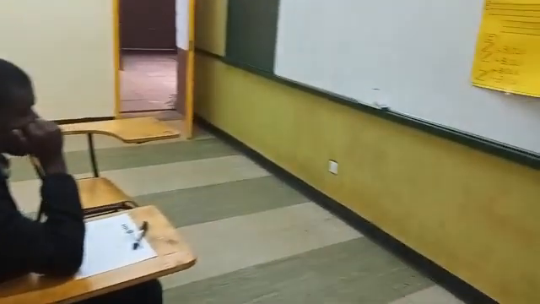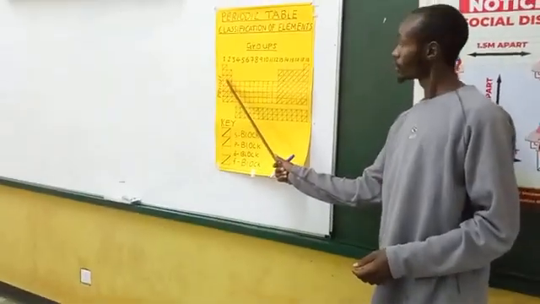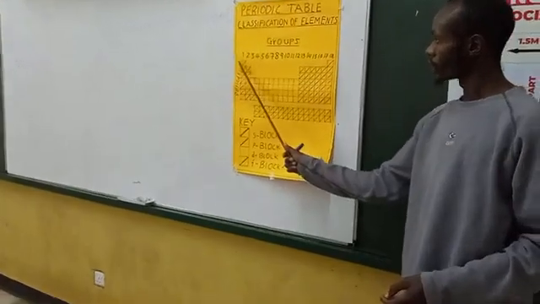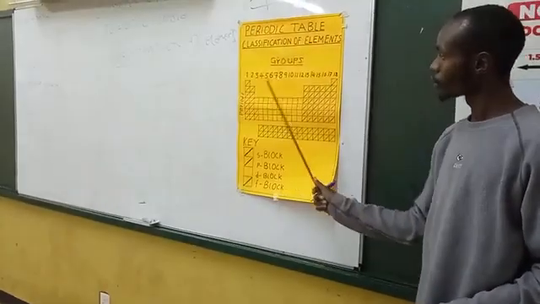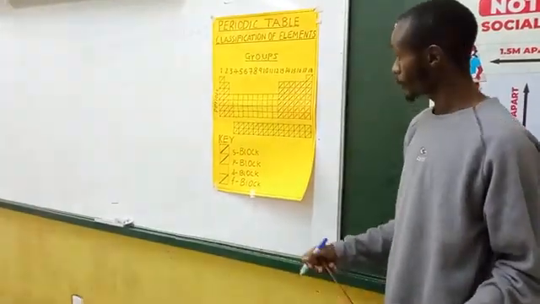Now, to identify the groups, we go up to group 18. And then the periods in this periodic table: periods are across, or we say they are horizontal. They are the rows. We have period 1, period 2, period 3, up to period 7.